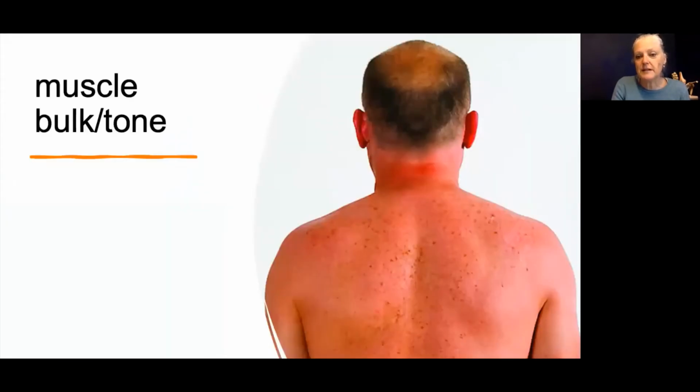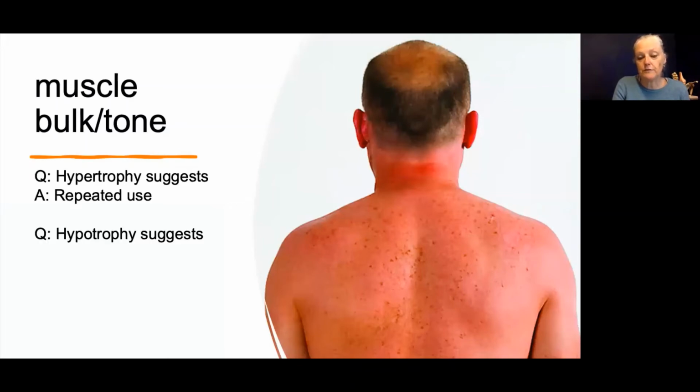Again, look at the muscle bulk and the tone. Think about what that might mean. Hypertrophy, when there's a lot of muscle, means repeated use of that muscle. Hypotrophy, when there's less and it's wasting away, means disuse. So if someone had a frozen shoulder, you would expect to see disuse, because they physically cannot move that shoulder. A muscle called infraspinatus, which is in the middle of the scapula on the back of the shoulder blade, would waste away.